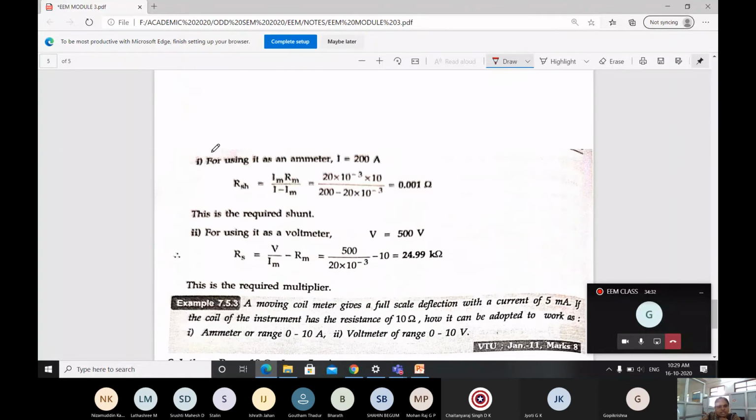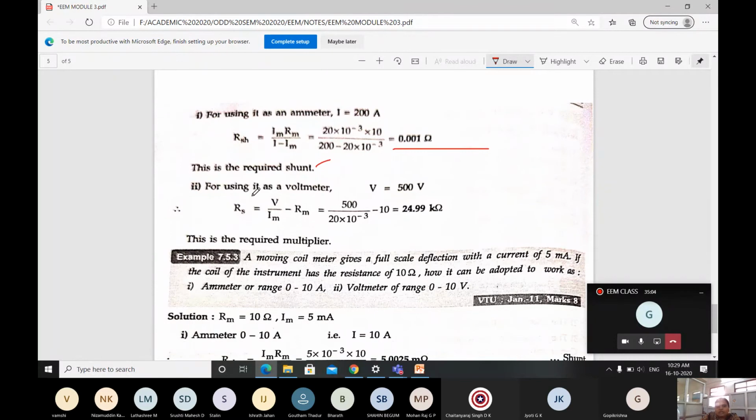Then for the first case, using it as an ammeter, I is going to be taken as 200 amps. What is the shunt resistance? RSH is going to be Im Rm divided by I minus Im. That is Im is 20 into 10 raised to minus 3, Rm is 10, divided by 200 minus 20 into 10 raised to minus 3. After calculation, you will be getting 0.001 ohms. This is the required shunt resistance.